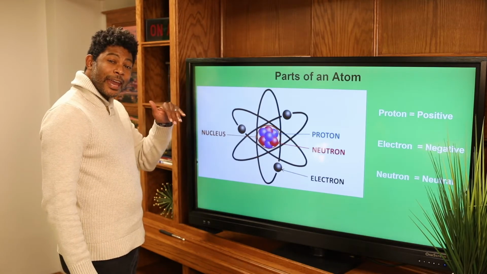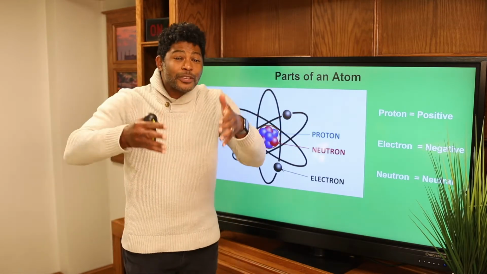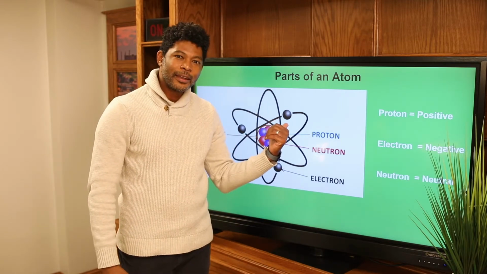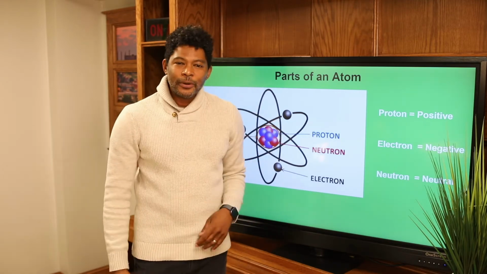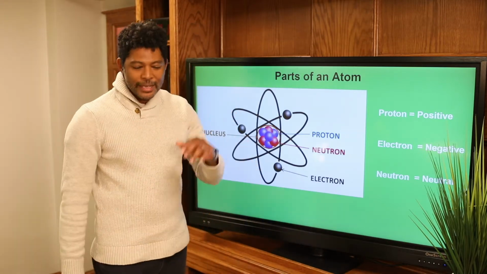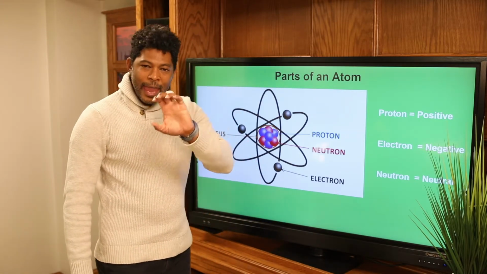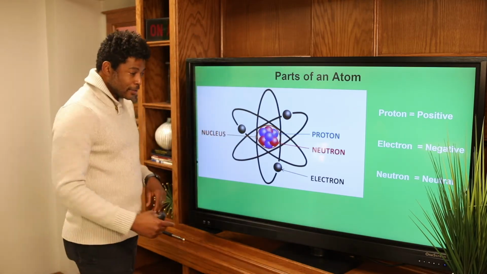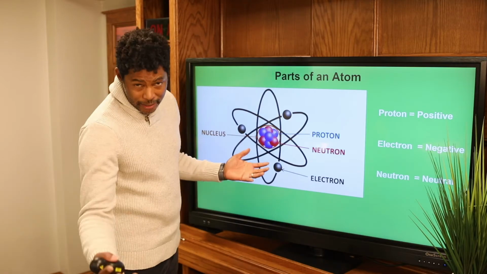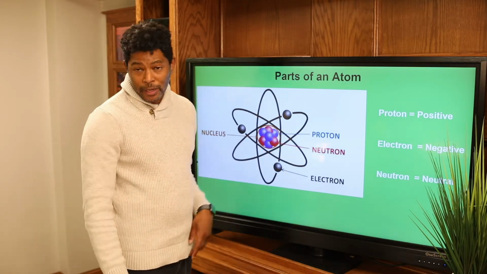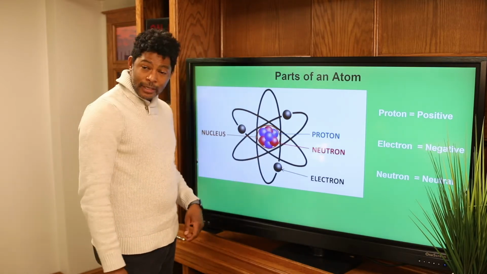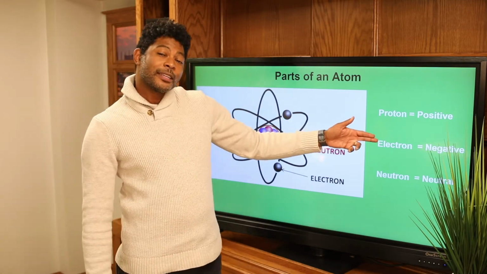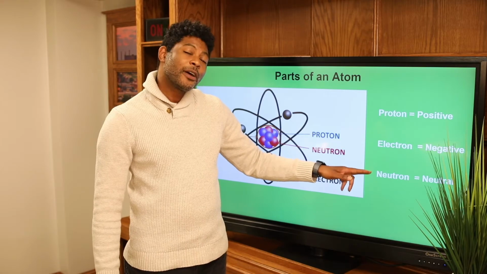All right, now let's talk about the atom. Because again, remember, that's where this whole conversation started. It started with what? Atoms. So, when we look at atoms, understand that atoms have a certain order to them. Here's what I mean. All atoms have a proton, or protons. All atoms have neutrons. All atoms have electrons. The proton is the positive part, the electron is the negative part, and the neutron is the neutral part.